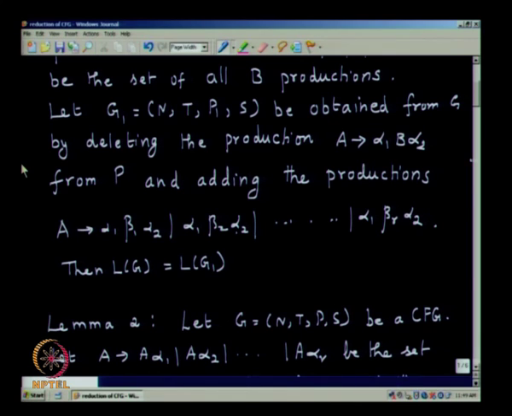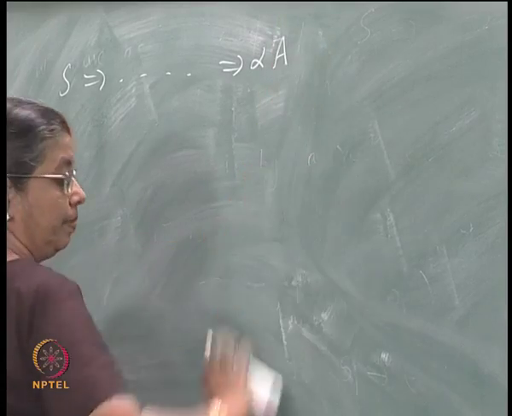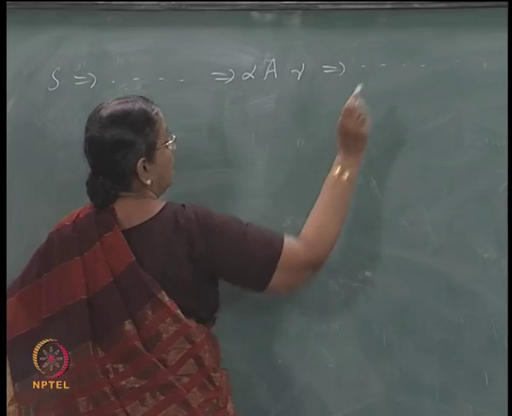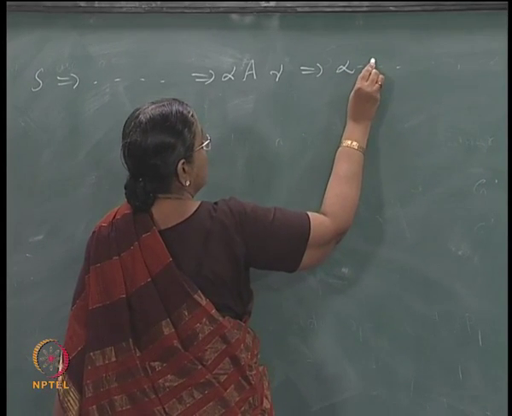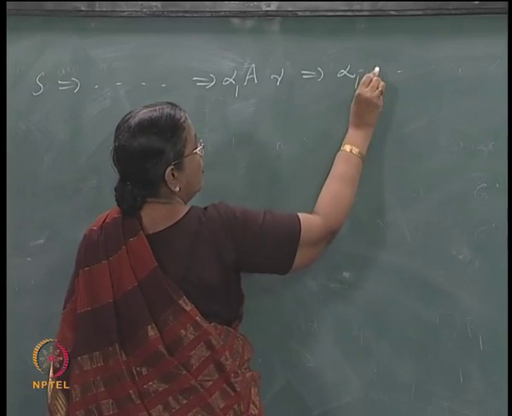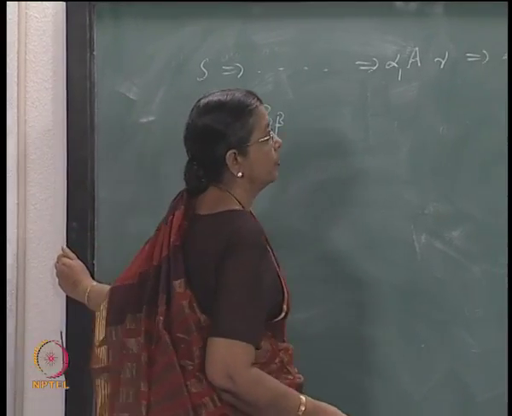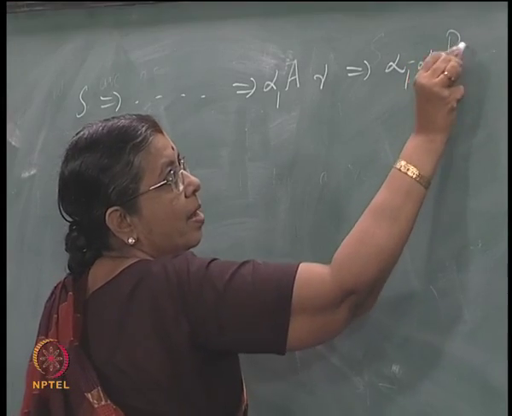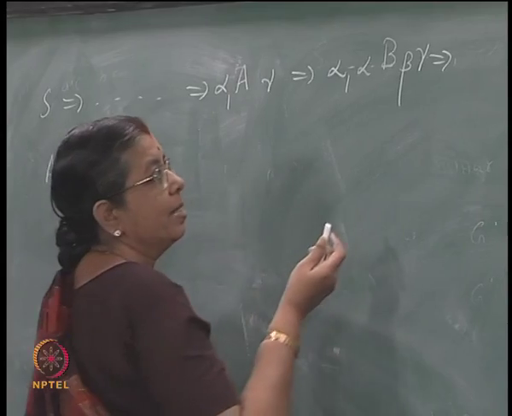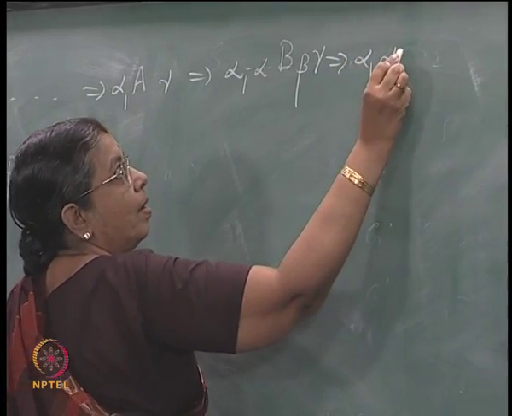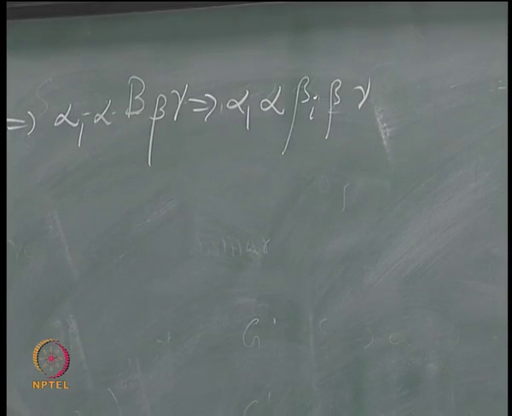in this grammar I have a derivation, somewhere I have alpha A gamma. In the next step I use the rule A goes to alpha B beta, I apply this rule, and the next step B will be replaced by some beta i, giving alpha beta i beta gamma. Then the derivation proceeds.